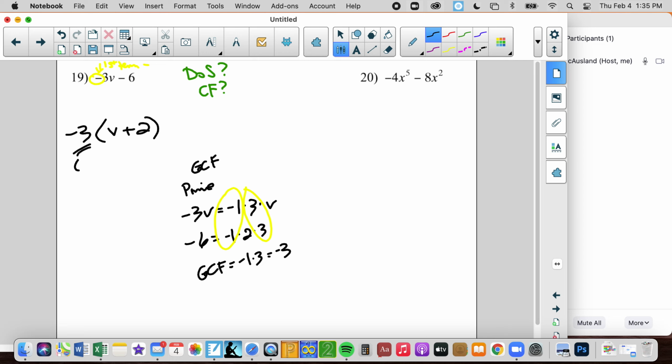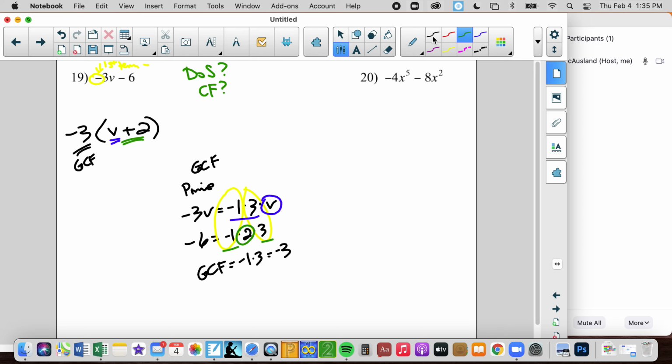That's why I took out negative 3. What's left after I take this negative 3 away? I'm left with v. That's where you get this. What's left after you take a negative 3 from negative 6 is 2. That's where I get the positive 2.